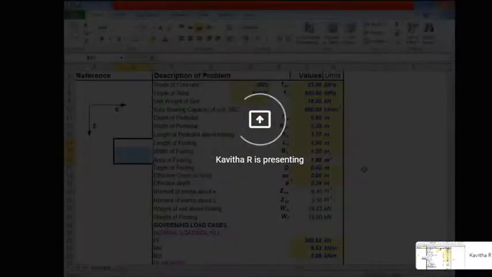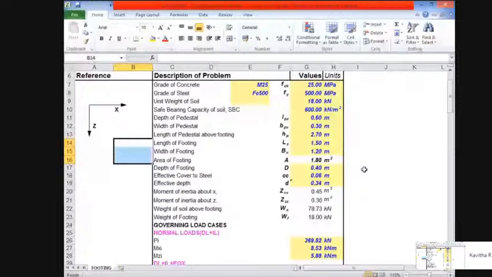So sometimes we may get errors. Normally we check all this through an Excel sheet. So we are going to check what inputs are required for the foundation and what checks we have to do. Those things we are going to do.